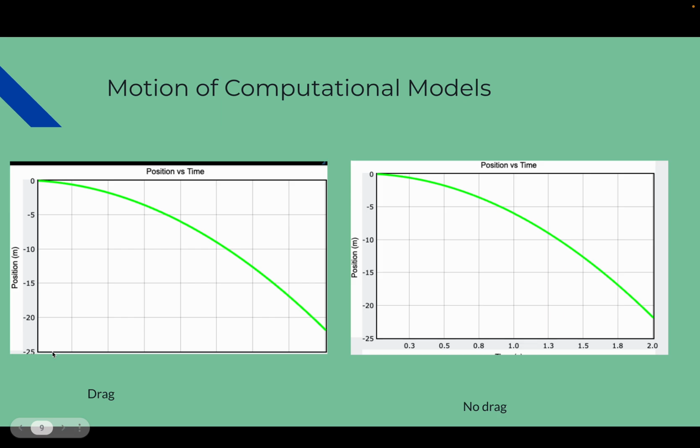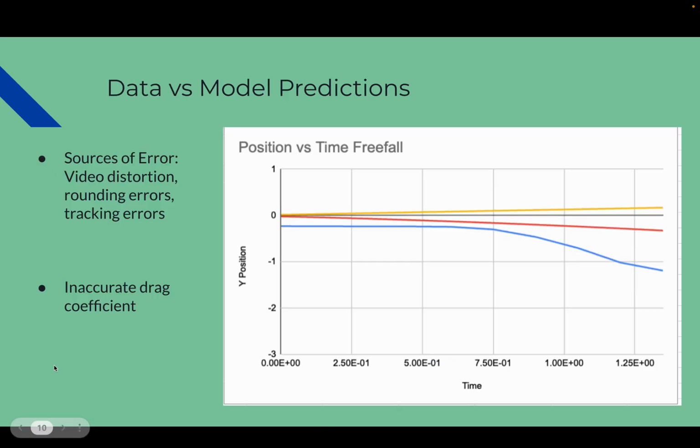Now these are the motions of the computational models. You can see that they're very similar in that they show a similar pattern, similar trend, almost quadratic. They're very similar in terms of what they're displaying, and this is a position versus time free fall data all simulated into one thing.